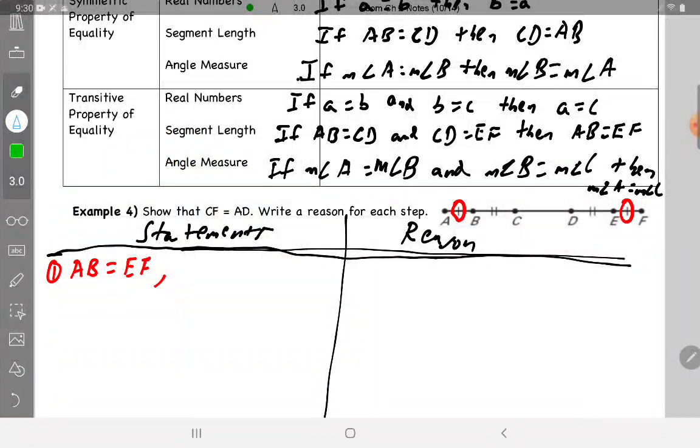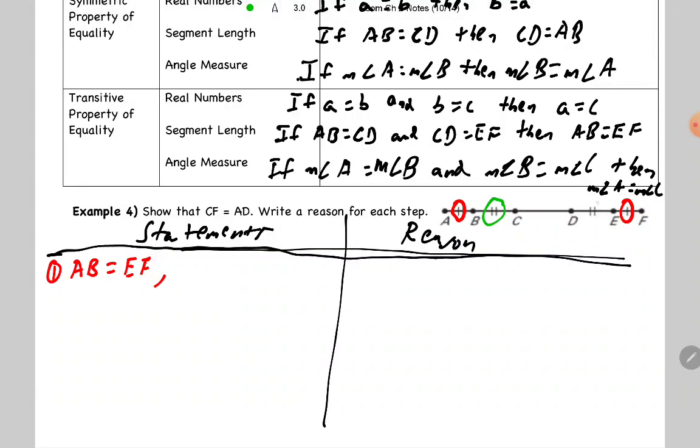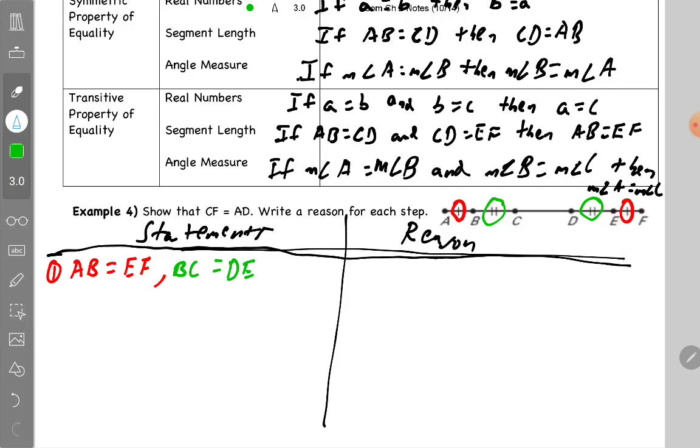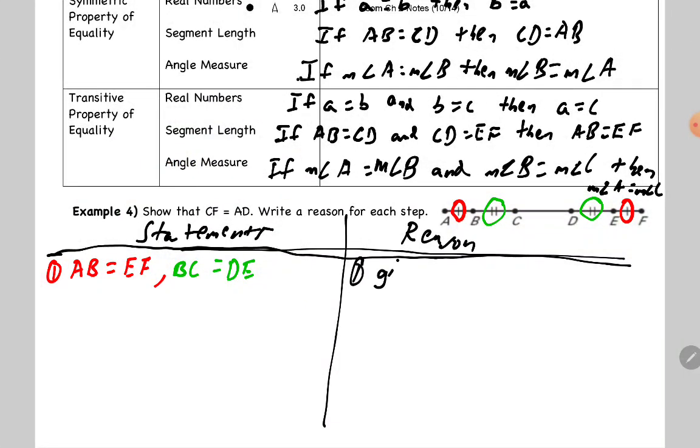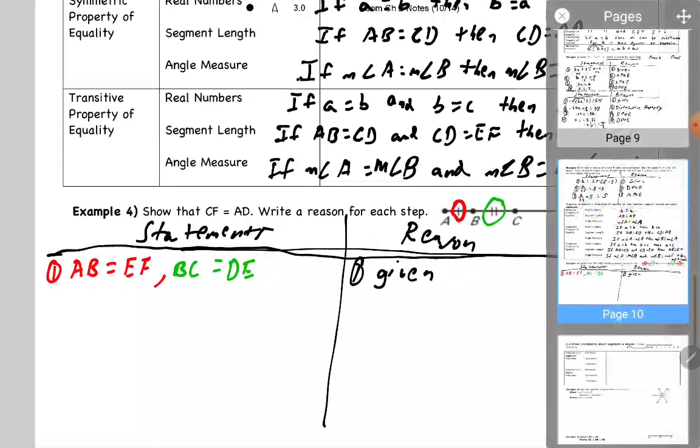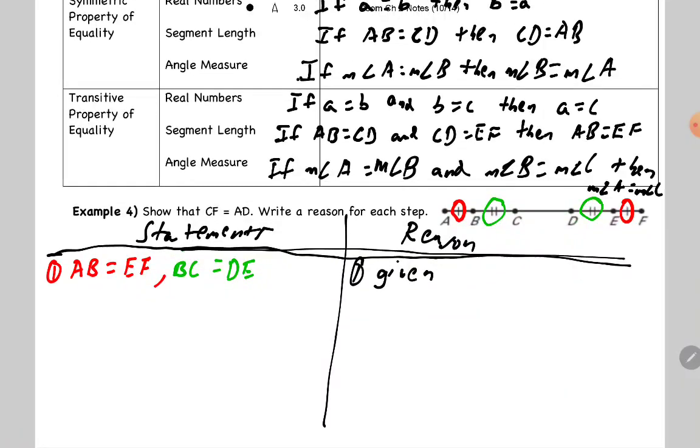And the reason is because they have the same reasoning behind it. We have BC equals DE. And the reason for both of these is that they're given. So they're given in the diagram. So always start off with what's given. Okay. So now how do we get to CF equaling AD?